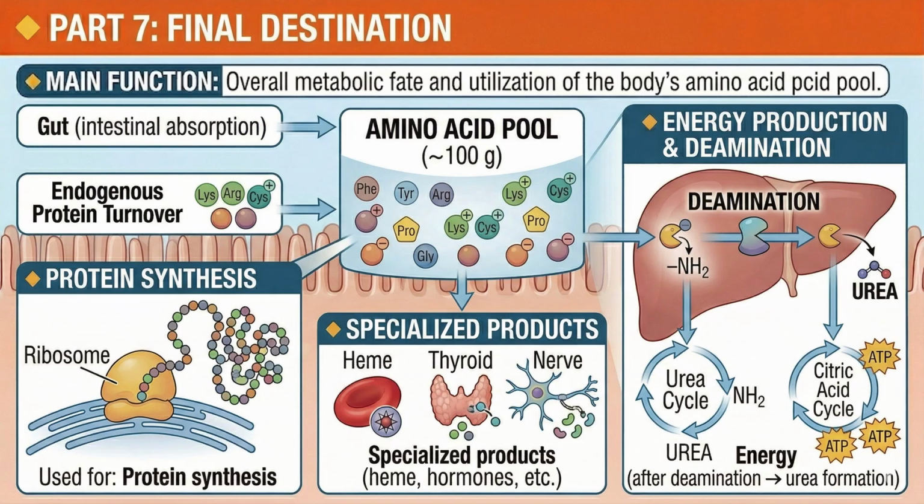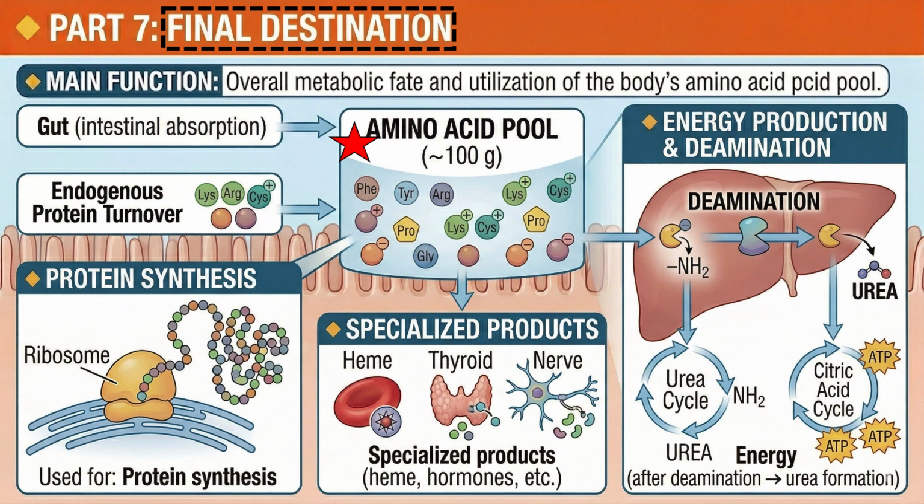Till now we have seen the proteins have been digested, absorbed and transported into the bloodstream. But what happens next to the amino acids after absorption? The answer lies in something called the amino acid pool. This is a dynamic pool of amino acids in the body, roughly around 100 grams. And where do these amino acids come from? The two main sources are dietary absorption from the gut and endogenous protein turnover, that is the breakdown of the body proteins.